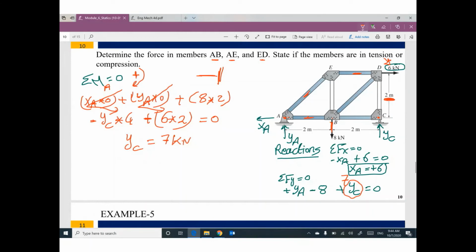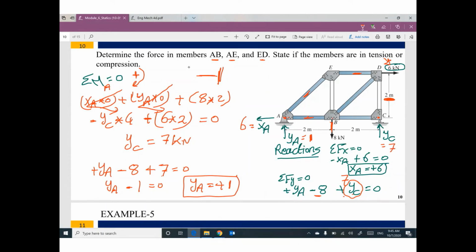Here, YA, which is positive, minus 8 plus 7 equals 0. That means YA minus 1 equals 0. If you move 1 to the other side, YA will be positive 1. Make sure you are doing it correctly. So YA equals 1, XA equals 6, YC equals 7.